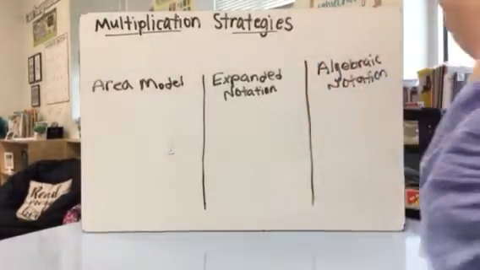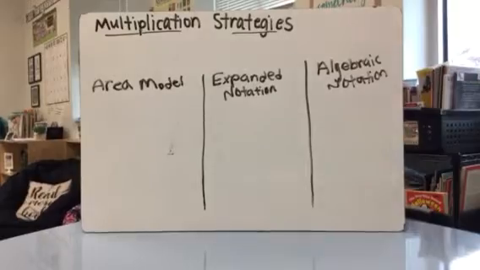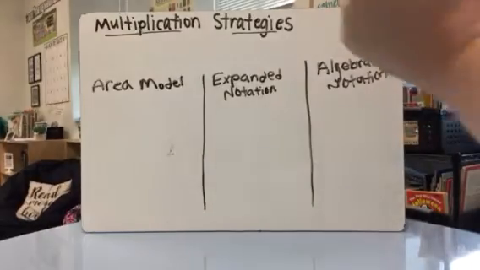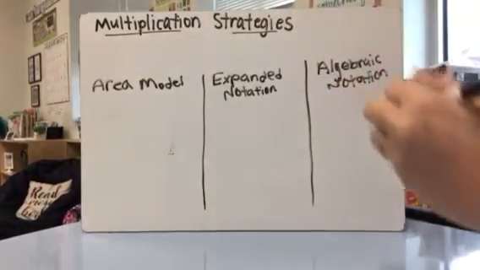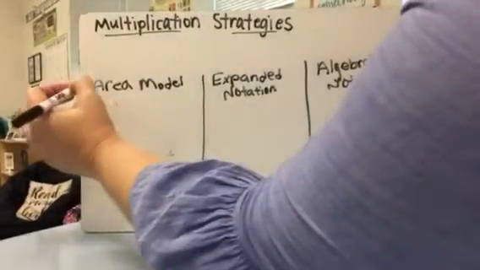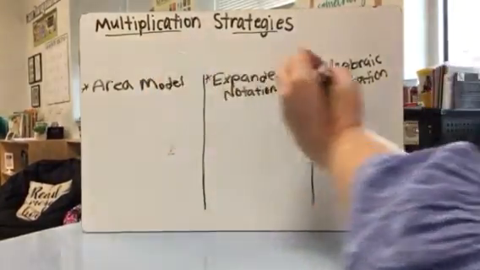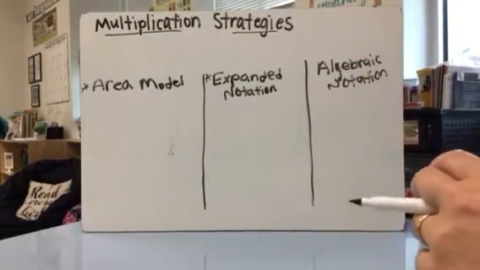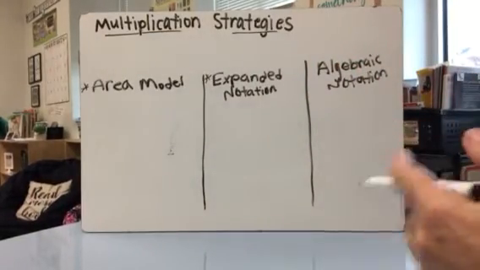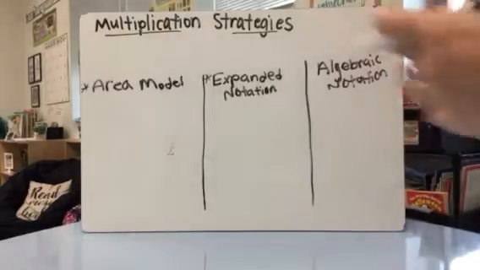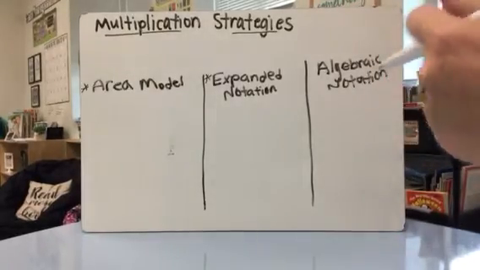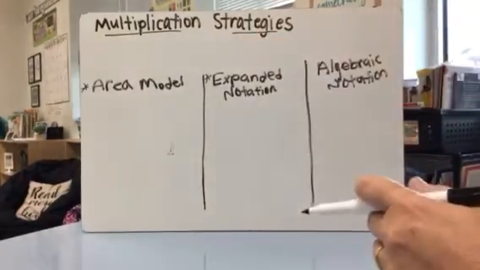I'm going to switch markers real quick. This one is dying on me here. All right, so the strategy that probably will be used most frequently by kids will be area model, followed by expanded notation. But algebraic is something they need to be familiar with, and if they saw an equation that looked like that, need to be able to kind of understand and interpret it. So these are multiplication strategies.